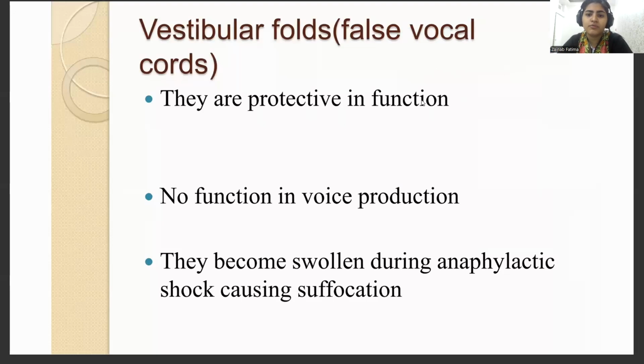Then we have the vestibular fold, also known as the false vocal cord. They are protective in function. They will protect, they will not produce any voice. No function in voice production. They become swollen in anaphylactic shock and cause suffocation. Because they are protecting, if you are suffocating, they will get swollen.